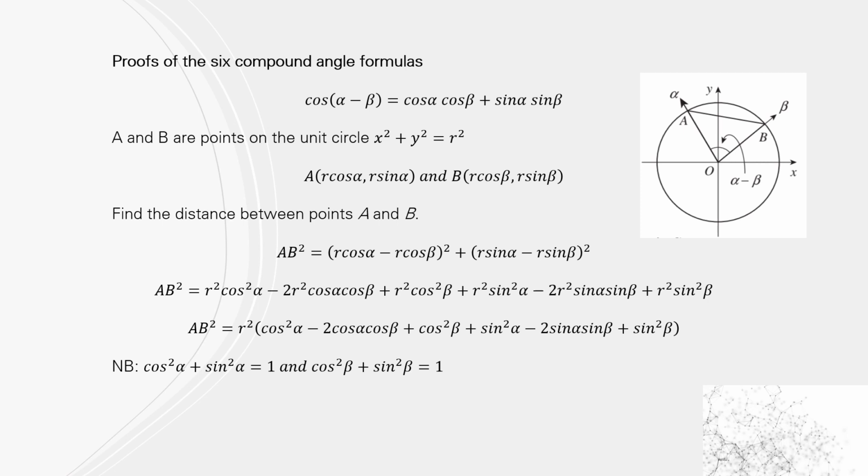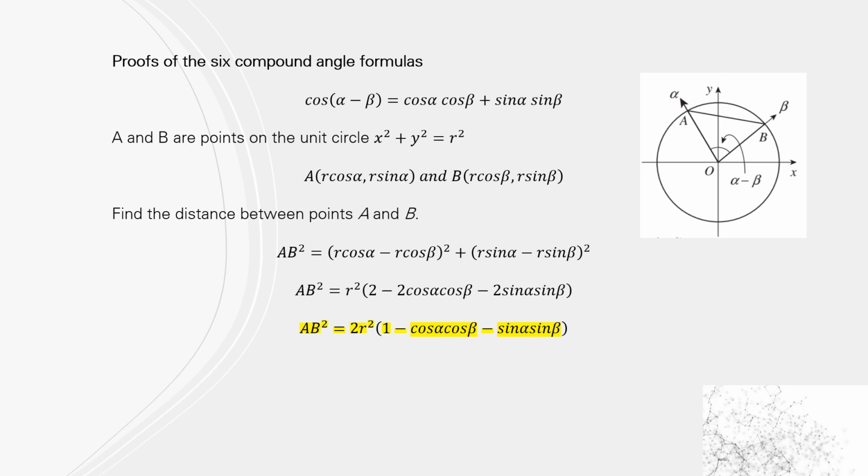One of our rules for trig identities says that cos squared plus sine squared equals 1, as long as it's the same angle. We've got 2 there: cos squared alpha plus sine squared alpha, that's 1, and cos squared beta plus sine squared beta also equals 1. So that gives us our first rule if we take the 2 out the front.